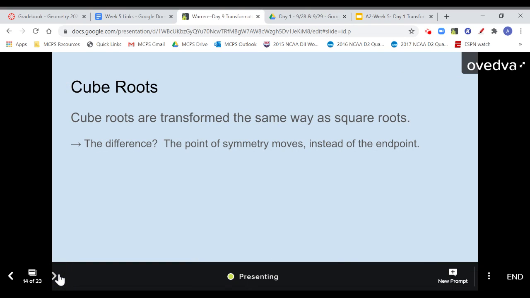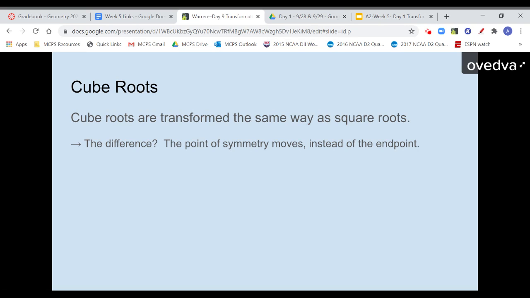Okay. So that was square roots, and don't worry, this video isn't going to go on for like hours. But cube roots are also part of radical functions. The good thing is that cube roots are transformed in the exact same way as square roots. The only difference is that the point of symmetry is moving instead of the endpoint.